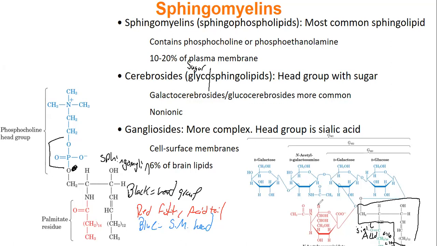These will be on your cell surface, and 6% of all lipids in our brain are these complex gangliosides. So again, what I would ask of you at test time, like what information should I know? You should be able to know the difference between a sphingomyelin, a cerebroside, and a ganglioside. And generally, which one's more common? The sphingomyelin is the most common in the plasma membrane. Ganglioside is somewhat common in the brain. Stuff like that, just the information on this slide.